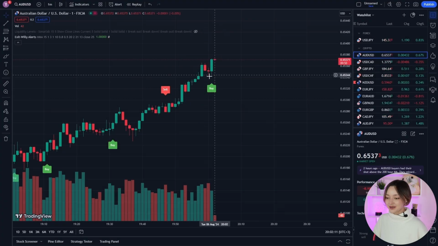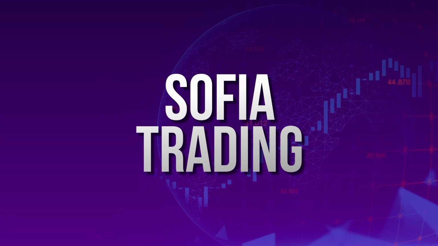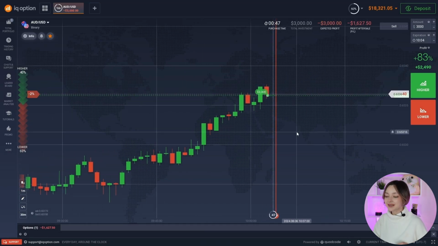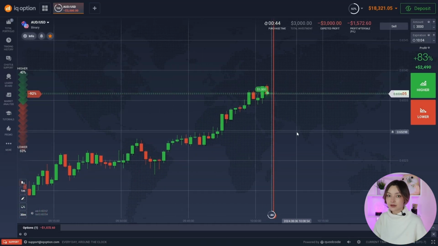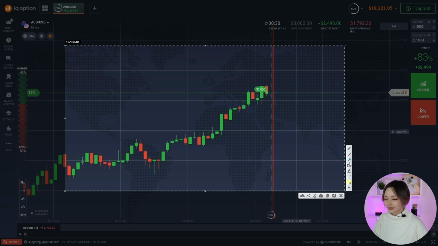So I see the appearance of a new signal for AUD USD. Let's go to the broker and open a trade. So my trade is placed. Now let's look at the confirming factors that will tell us about the validity of this signal. Let's see what we've got. So we got the signal on this candle right here.